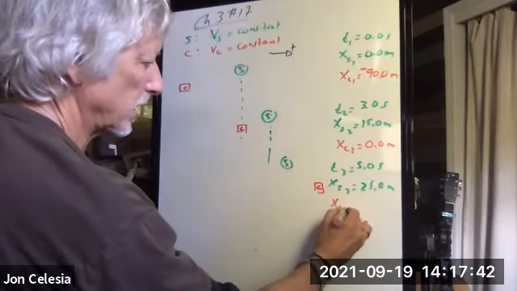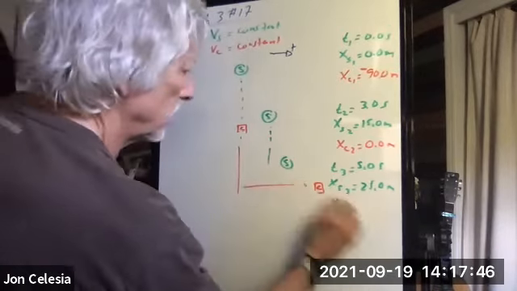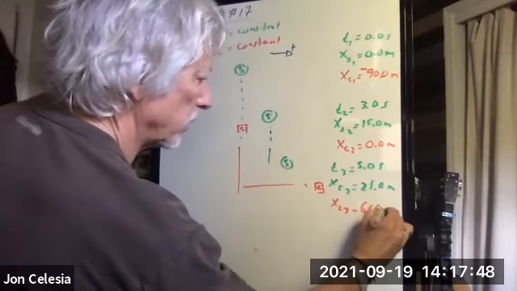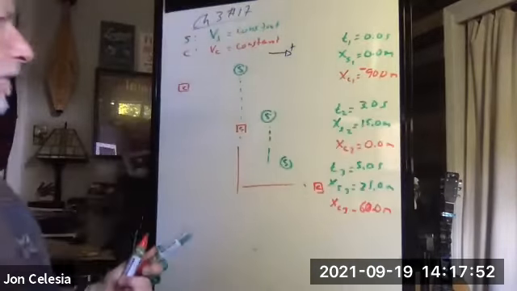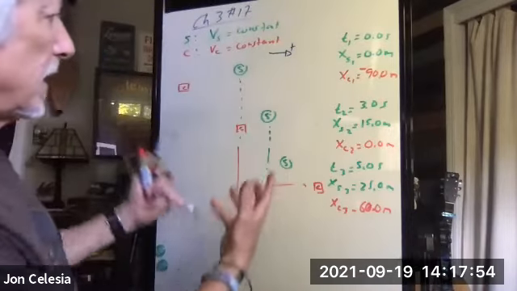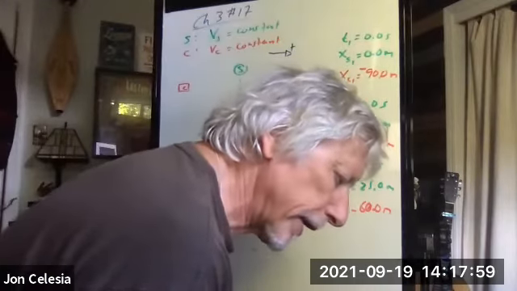X of the cheetah at 3 kept going another 60.0 meters, 60. Okay, cool. Got that. We really need more. So I see kind of what's going on here. Make a motion diagram. Okay, we did that.